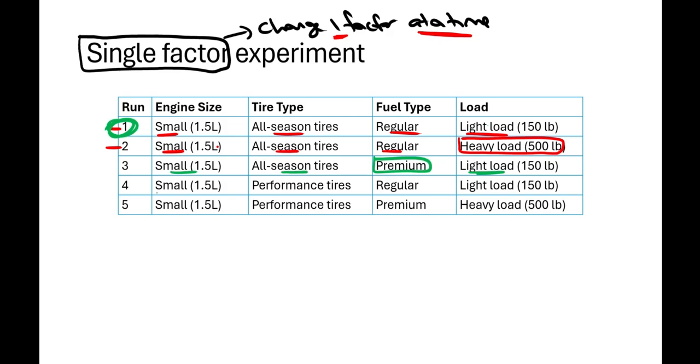Or here we have small, we have the regular as in the first one, we have the light load, but this one only changes. Okay? So we change one level of the variable at a time, but the rest remains the same.